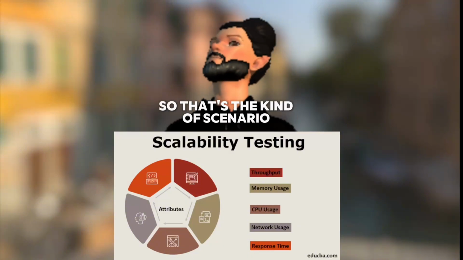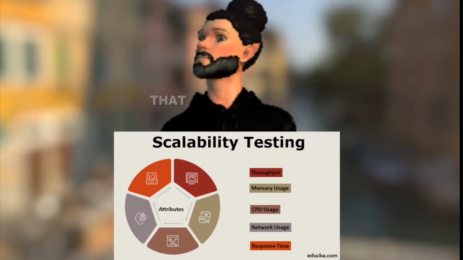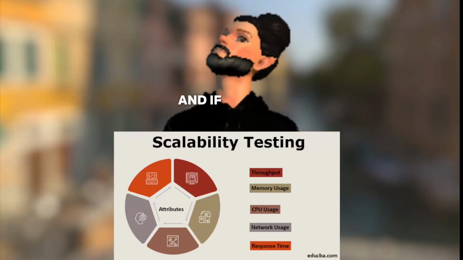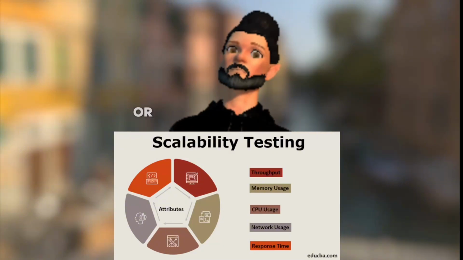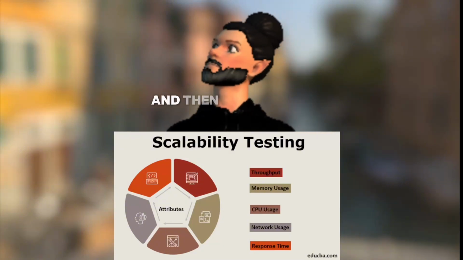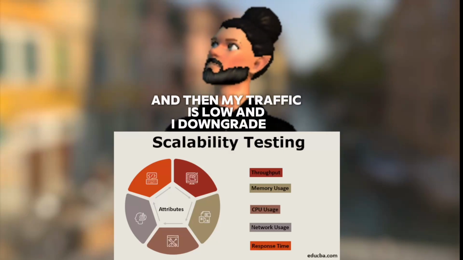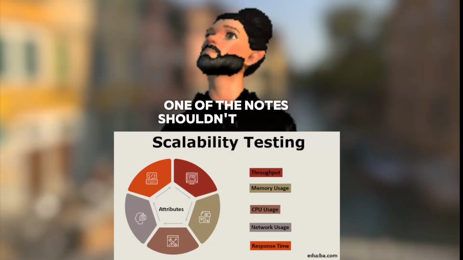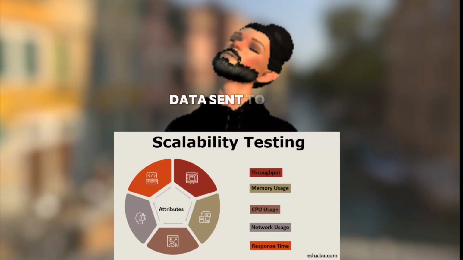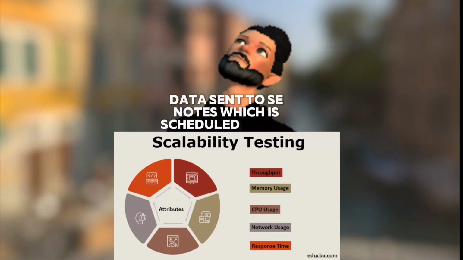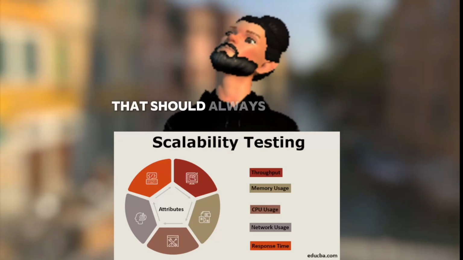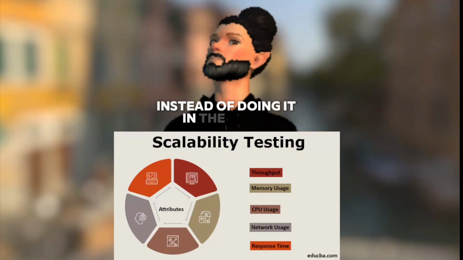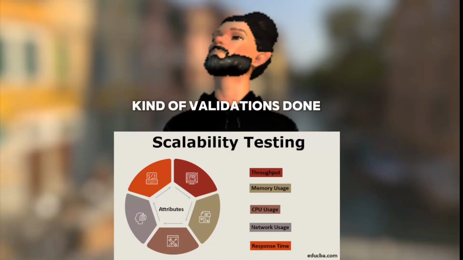That's the kind of scenario we want to figure out with scalability testing: when I upscale the system, how does the system behave? And if I downscale in the middle of the service, while running 8 nodes, when my traffic is low, is there any impact? Because requests sent to one of the nodes shouldn't be lost. The data sent to these nodes, which is scheduled for them, should always complete the transaction, and then close the connection, instead of closing it in the middle. Those kinds of validations are done in scalability testing.